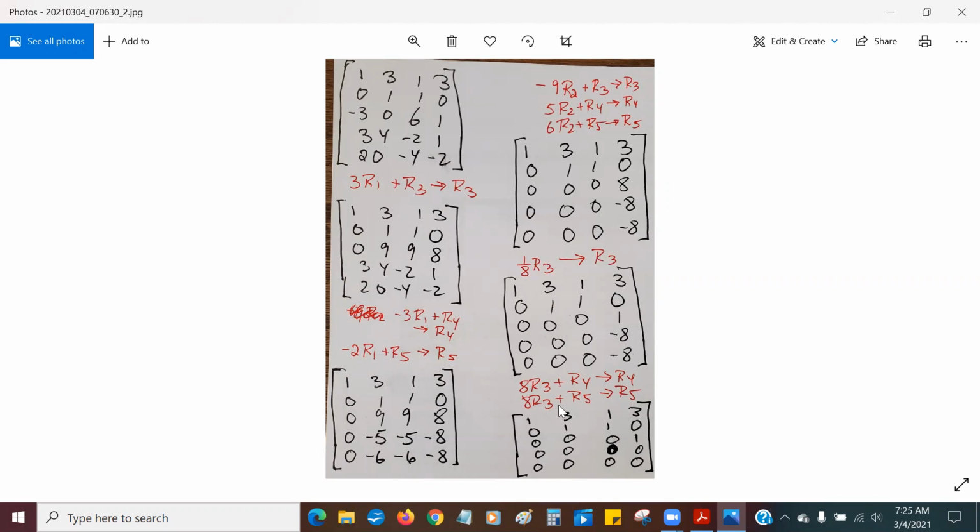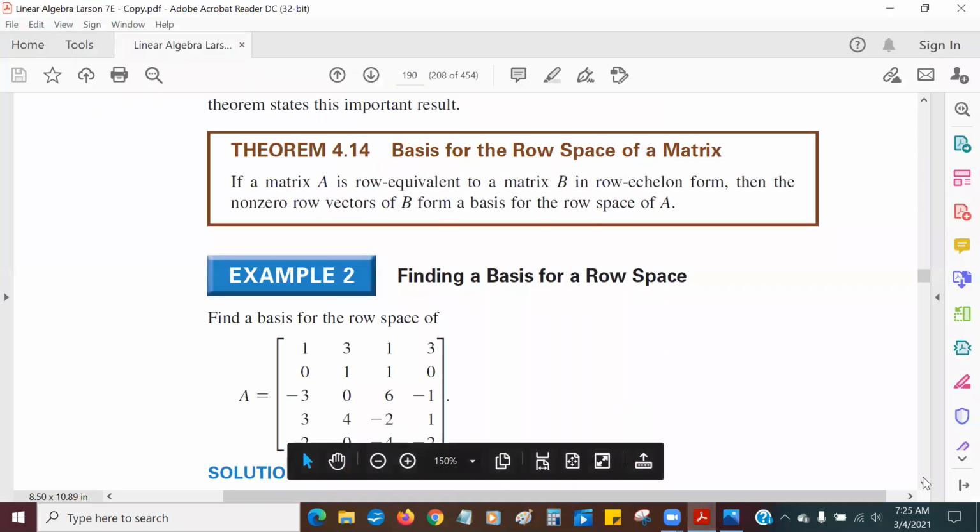So if you notice, the bottom 2 rows are all zeros, and it's just the top 3 rows. So 1, 3, 1, 3, 0, 1, 1, 0, 0, 0, 0, 1. These are the 3 rows, and these are linearly independent. And yay! So that means these form a basis of the row space. These 3 are linearly independent, and the basis of the row space consists of 3 vectors, which means it's a 3-dimensional row space.